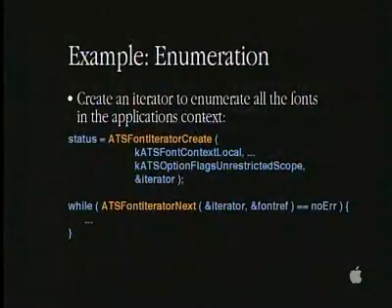Here's a quick example of enumeration. Actually, I skipped to this a little too quickly before, but as you see, it's pretty easy to set up an iterator. Here I'm creating one with a local context and an unrestricted scope. I'm going to pass this iterator that I get back into ATS font iterator next and continue iterating until I get a status code back. Here's where things get a little interesting. The status code tells you something about your iteration. Let me show you those.